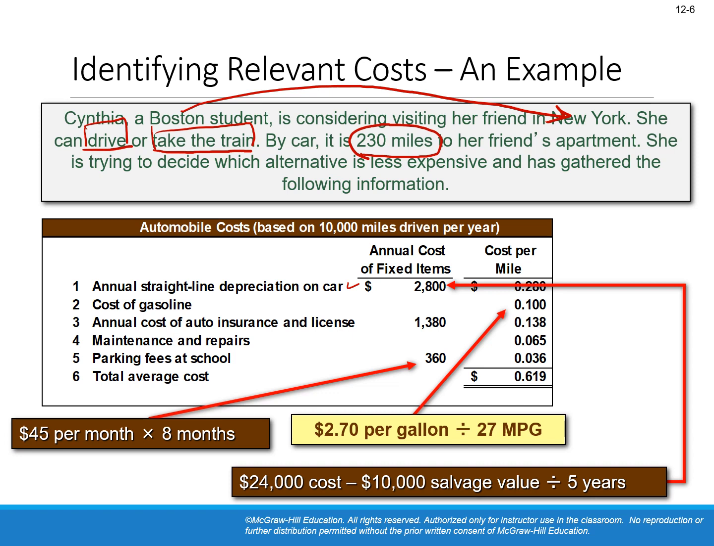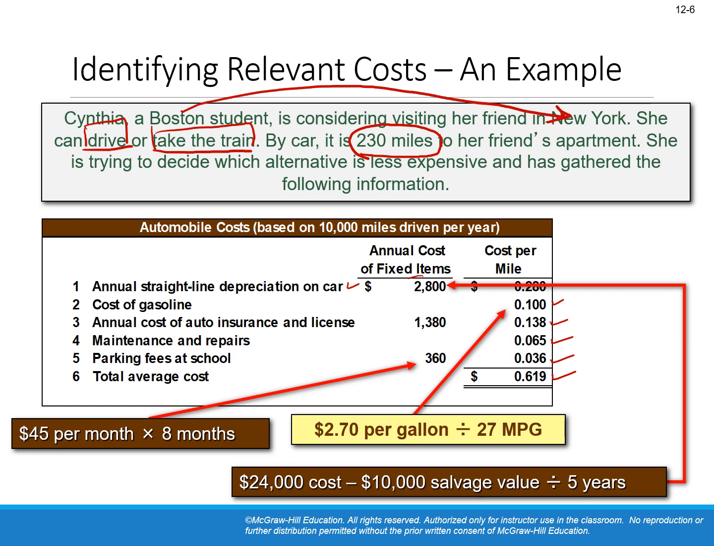Cost of gasoline, $0.1 per mile. Annual cost of the insurance and license is also given per mile, per year, of course. Maintenance and repairs, 0.065 per mile. Parking fees at school per mile. And total average cost also per mile.